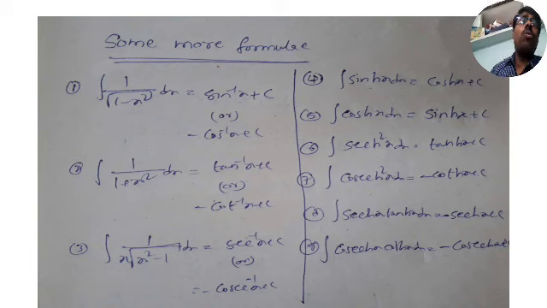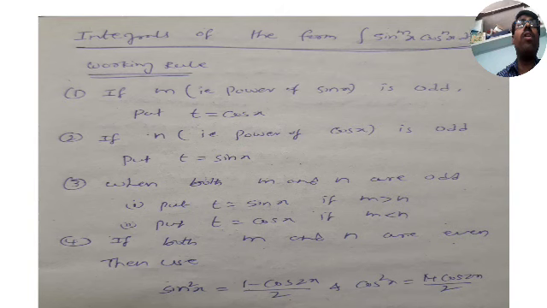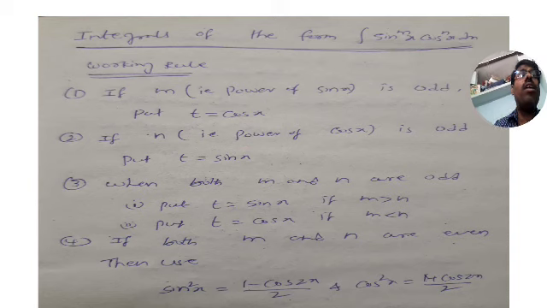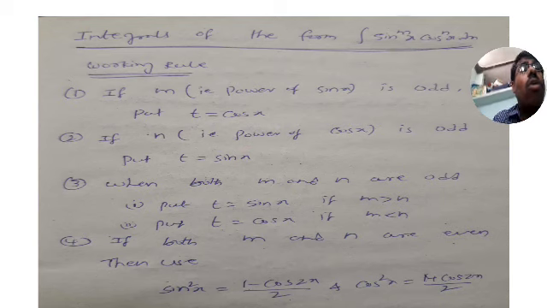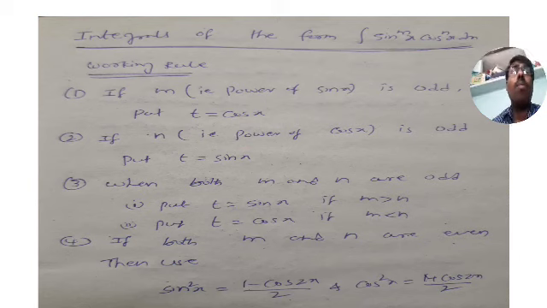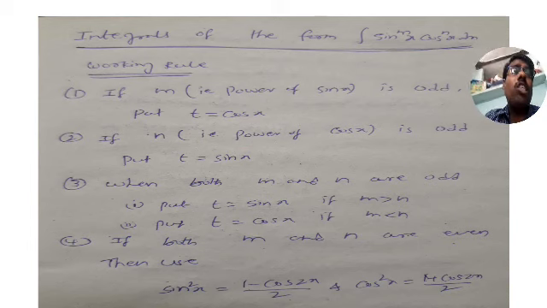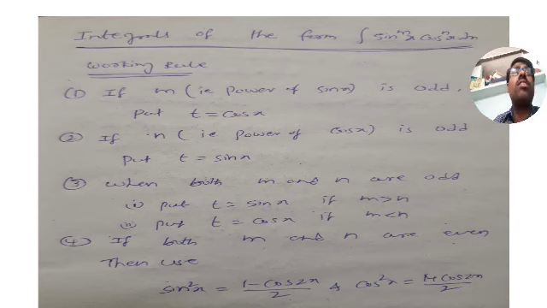Now let us go to the new method, that is integration by substitution. The third method we are going to learn: first of all the basic things, then by substituting it will convert unknown into known. Now the third one is integrals of the form integration of sin to the power of mx into cos to the power of nx dx. Surely you will get 5 marks, guys. Very important topic, and you will get 5 marks.